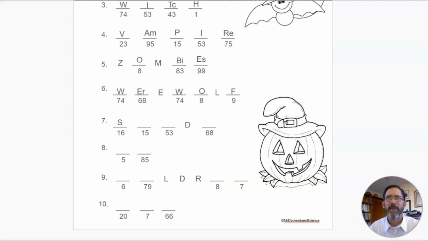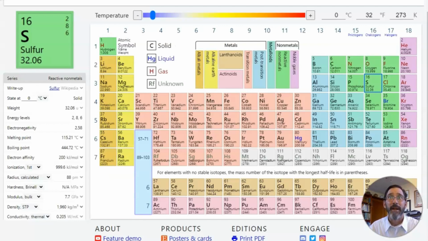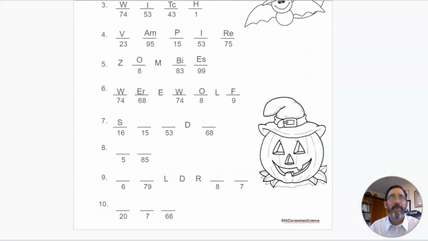Next up, not too far away, atomic number 15. The element for atomic number 15 is right next to sulfur. That would be phosphorus, a capital letter P. Above the number 15, go ahead and print a capital letter P.